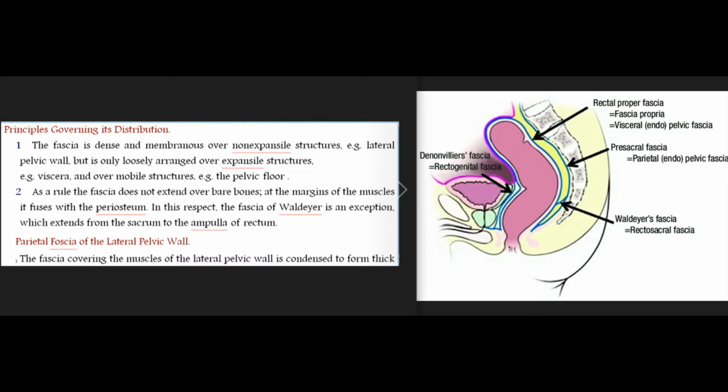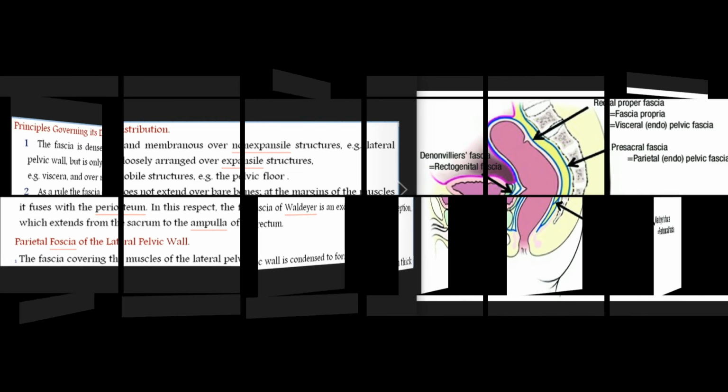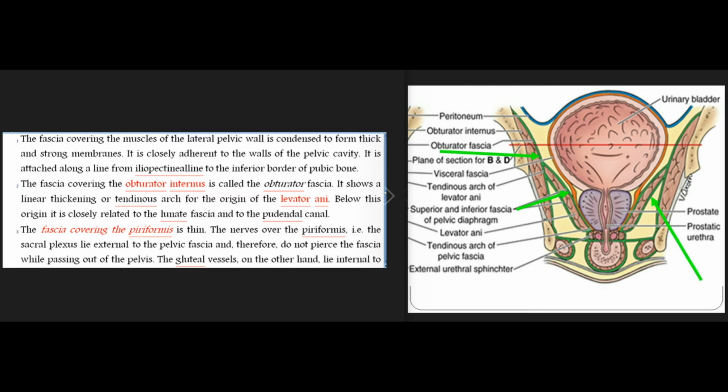Parietal fascia of the lateral pelvic wall. 1. The fascia covering the muscles of the lateral pelvic wall is condensed to form thick and strong membranes. It is closely adherent to the walls of the pelvic cavity. It is attached along a line from the iliopectineal line to the inferior border of the pubic bone. 2. The fascia covering the obturator internus is called the obturator fascia. It shows a linear thickening or tendinous arch for the origin of the levator ani. Below this origin it is closely related to the lunate fascia and to the pudendal canal.